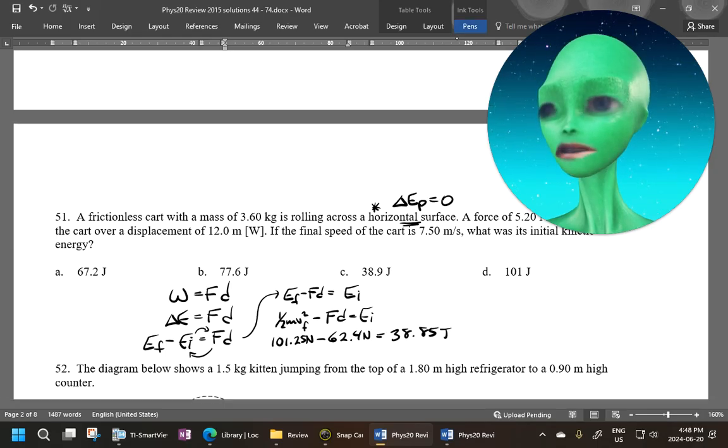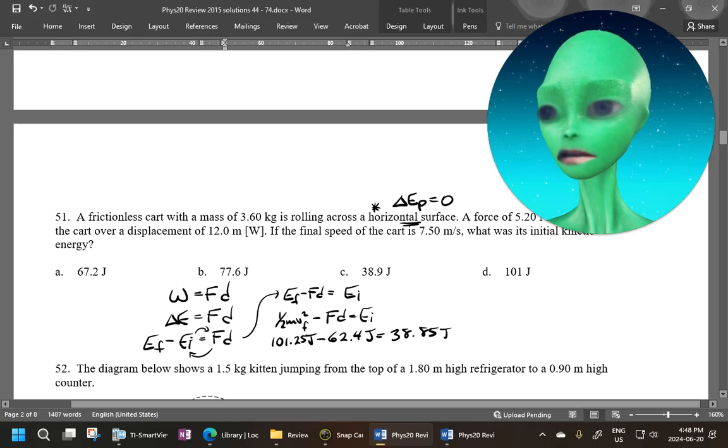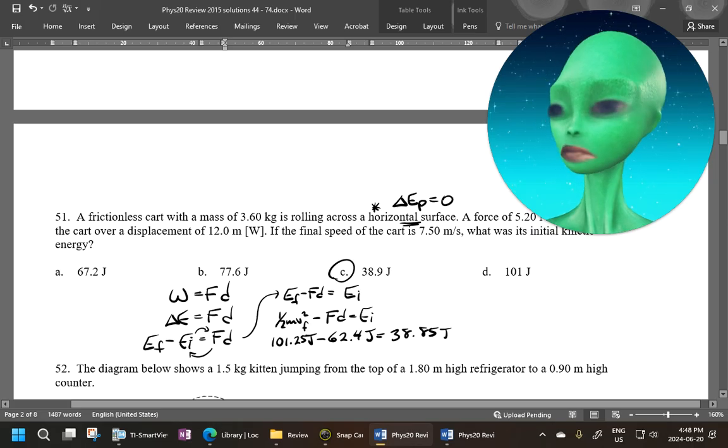I'm not doing newtons here. I've got to fix all that. Can I do this? I know there's a button on here for eraser. Oh, that kind of worked. Come on, there we go. These are all in joules here. Cool. So that rounds up to 38.9.